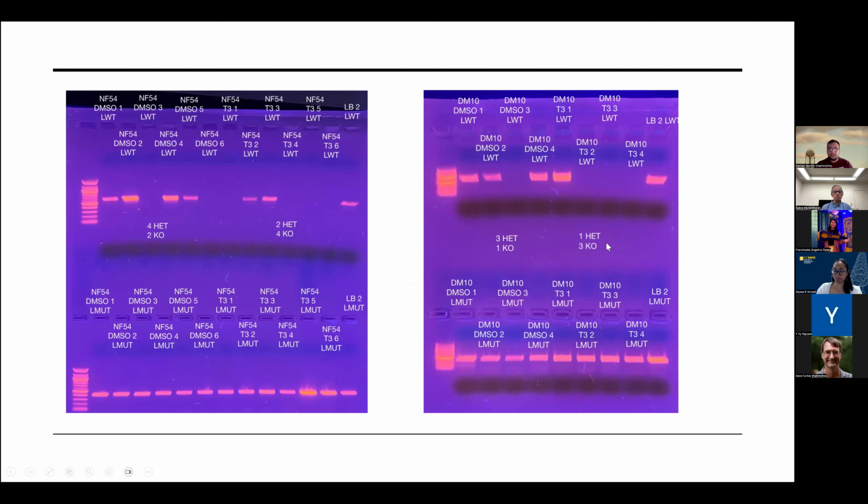So this is kind of what the PCR looks like. These are probably two of my more beautiful gels. On the left image, the top row is going to be the L wild type, and on the bottom row is the L mutant. And what that refers to is we entirely knocked out the S copies of thyroid hormone receptor beta.